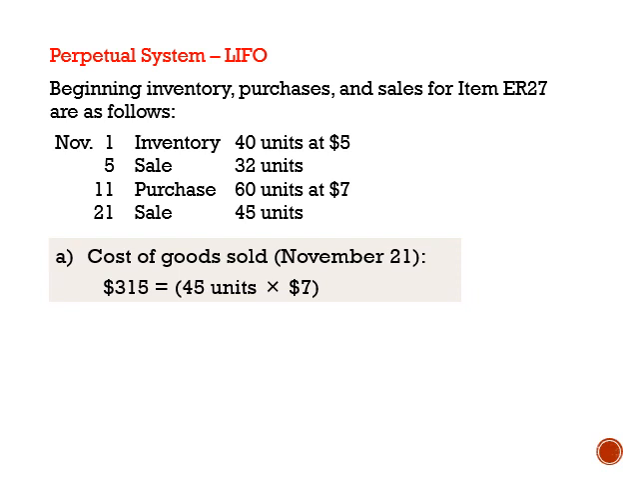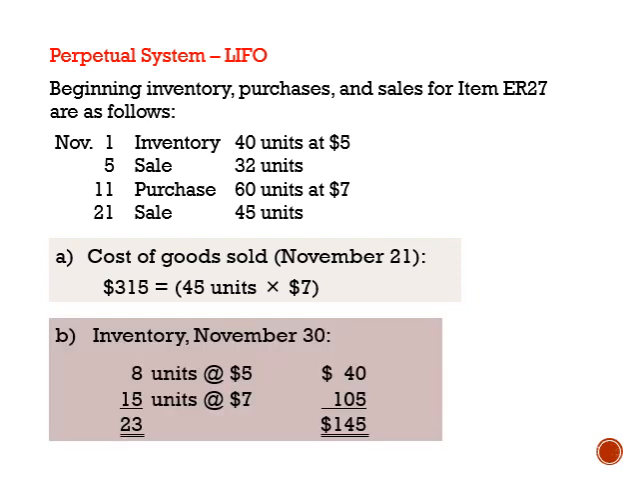Say we use LIFO method. This time, we must sell goods from the most recent purchase. So the entire 45 units of goods sold on the 21st shall be taken from the recent purchase on the 11th. Consequently, we have 45 units of goods sold at the cost of $7 per unit, giving us the total cost of goods sold of $315. At the end of the month, we still have the balance from the first batch of 8 units at $5 and 15 units from the second batch at $7 per unit, making the total cost of inventory at the end of the month of $145.